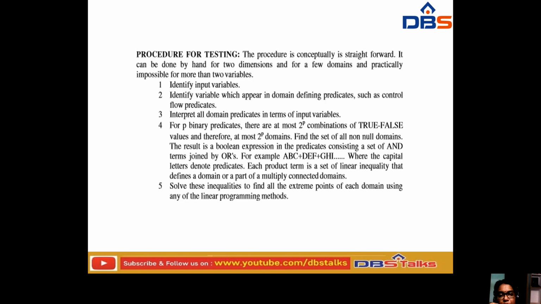Each product term is similar to a linear inequality that defines a domain or a part of multiply connected domains. Each and every domain has some inequalities. In order to solve those inequalities, we have to find all the extreme points of each and every domain using any linear programming methods. We have so many programming codes, using C, C++, or OOPS concepts, or whatever concept we are using in our programming. By using programming methods, we can solve these inequalities to find all the extreme points of each domain.